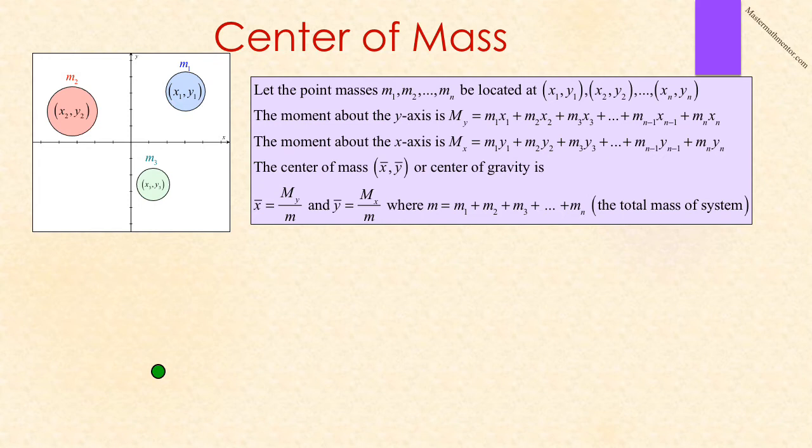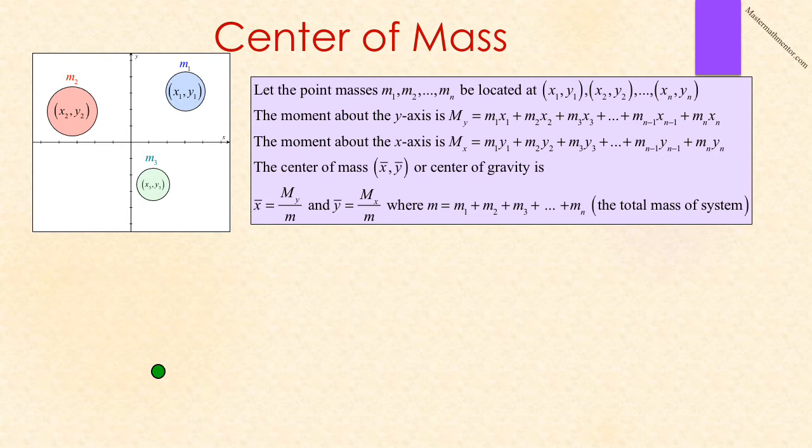We can extend the concept of moment to 2 dimensions by considering a system of masses located in the xy plane. So suppose we have point masses m1, m sub 2, m sub 3, m sub n, located at the points x1, y1, x2, y2, xn, yn. We define the moment about the y-axis as My, which will be m1 x1 plus m2 x2 plus m3 x3 plus ... plus m sub n minus 1 x sub n minus 1 plus m sub n x sub n. We define the moment about the x-axis as Mx, which is m1 y1 plus m2 y2 plus m3 y3 plus ... plus m sub n minus 1 y sub n minus 1 plus m sub n y sub n.